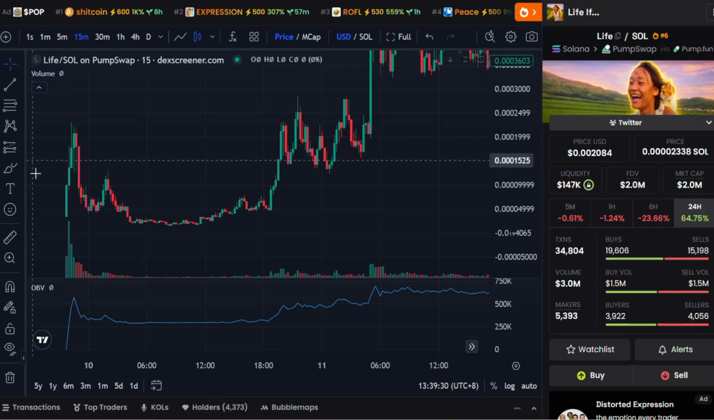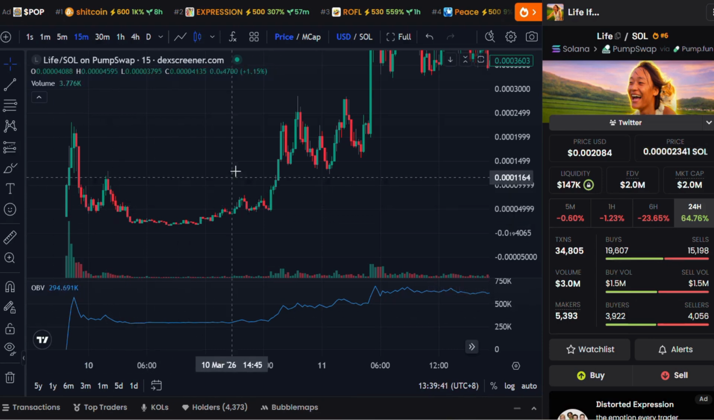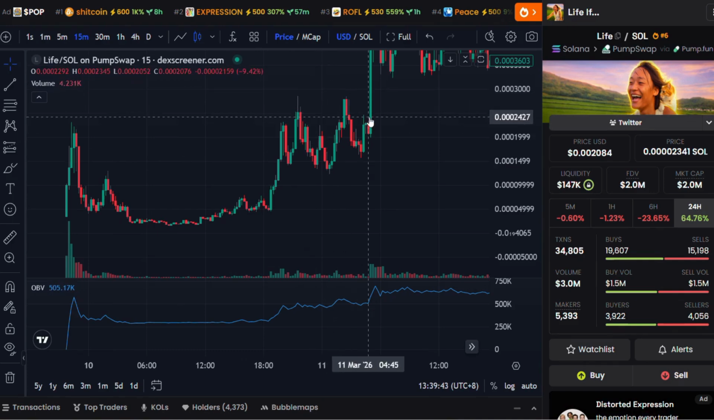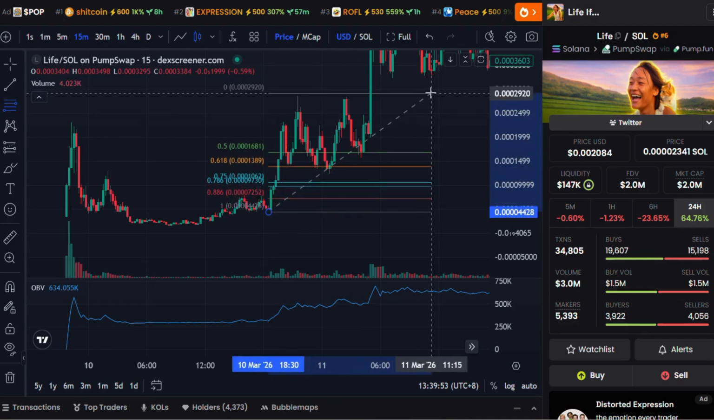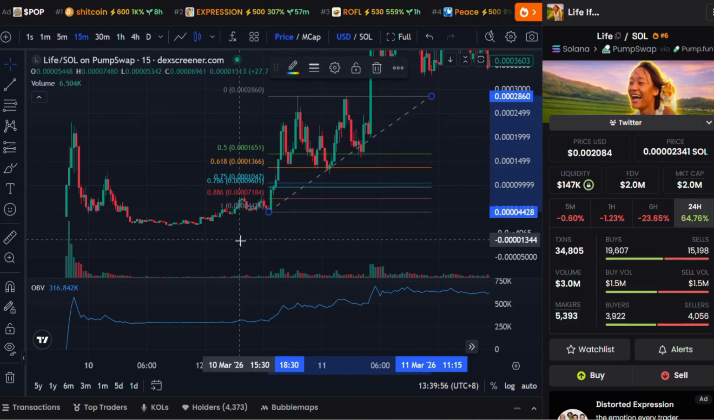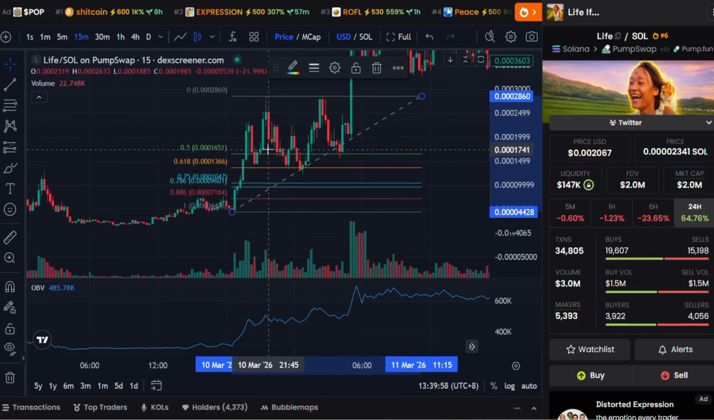This token gives us a very clear example of a healthy retracement during a meme coin trend. After the initial expansion move in Life, price begins pulling back. This is completely normal behavior. Traders who entered early begin taking profits. New traders hesitate to enter the market, and price begins retracing toward the 0.5 and 0.618 Fibonacci levels.